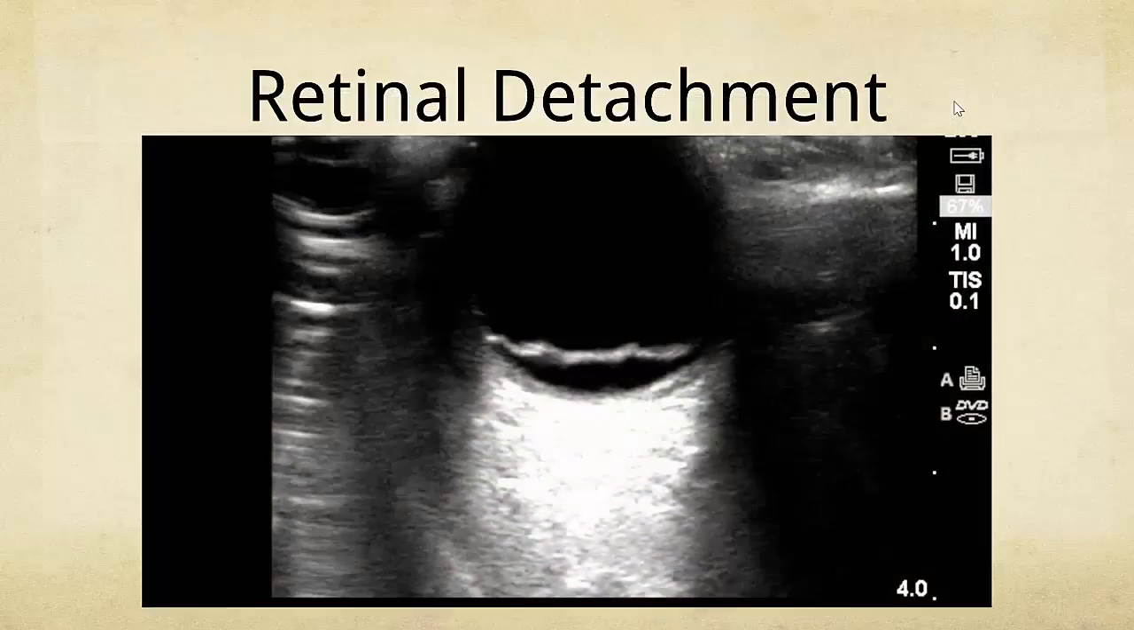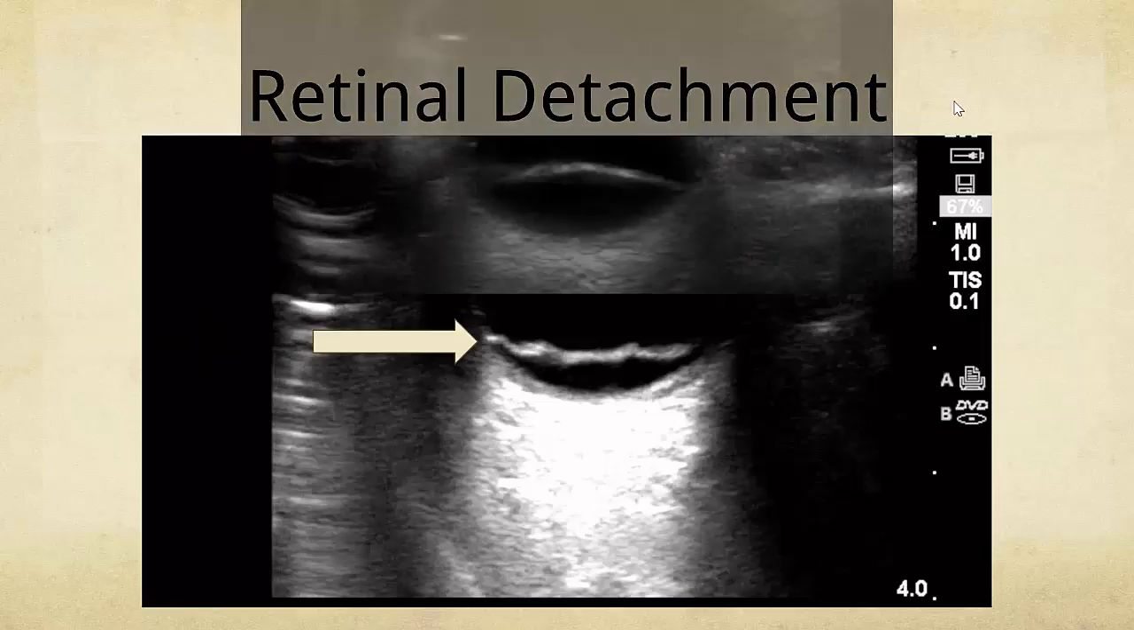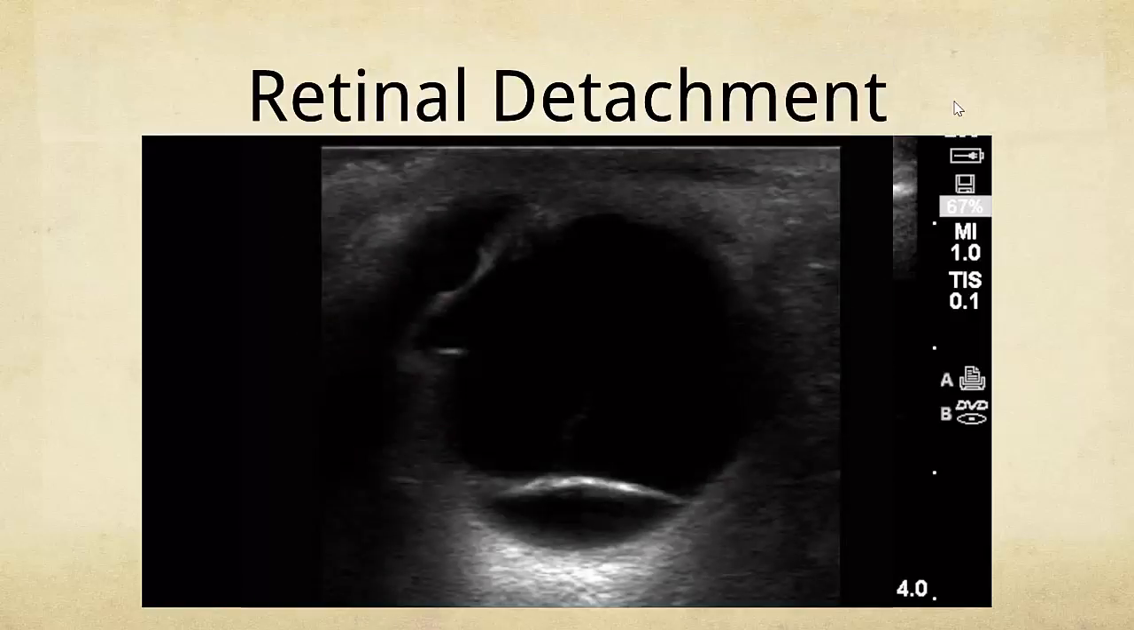So here you can see we've got this hyperechoic membrane sort of floating around in the back there. In case you can't see it, there's a little arrow for you. And again, here's another one. And you can see how it's attached to the aspect of the eyeball. So again, if you see those attachment points, that's going to suggest retinal detachment as opposed to vitreous hemorrhage.